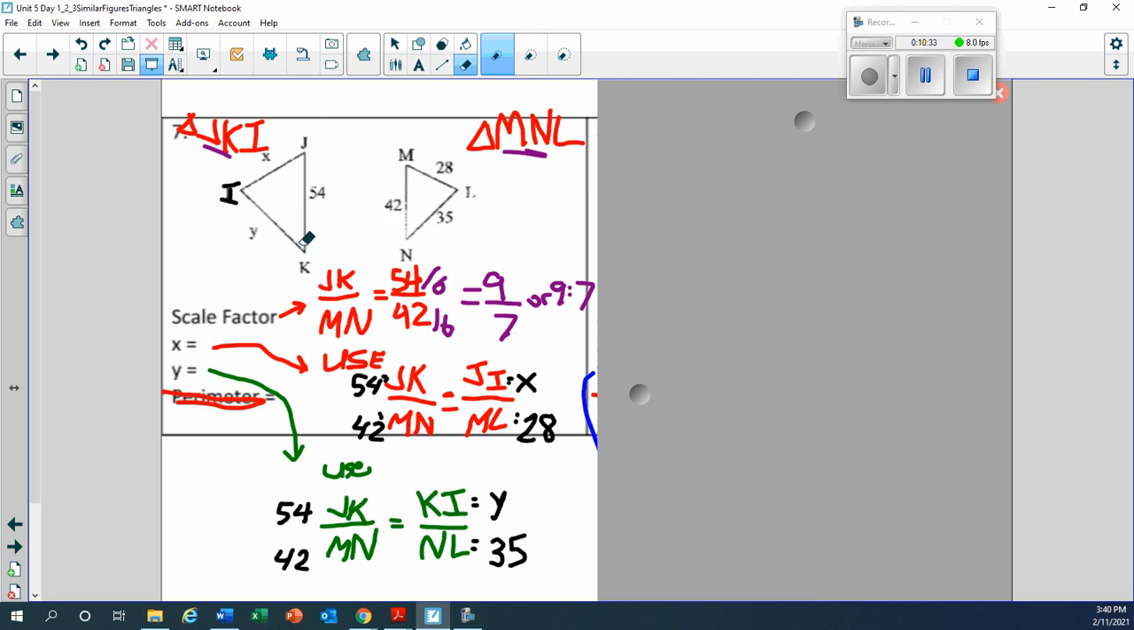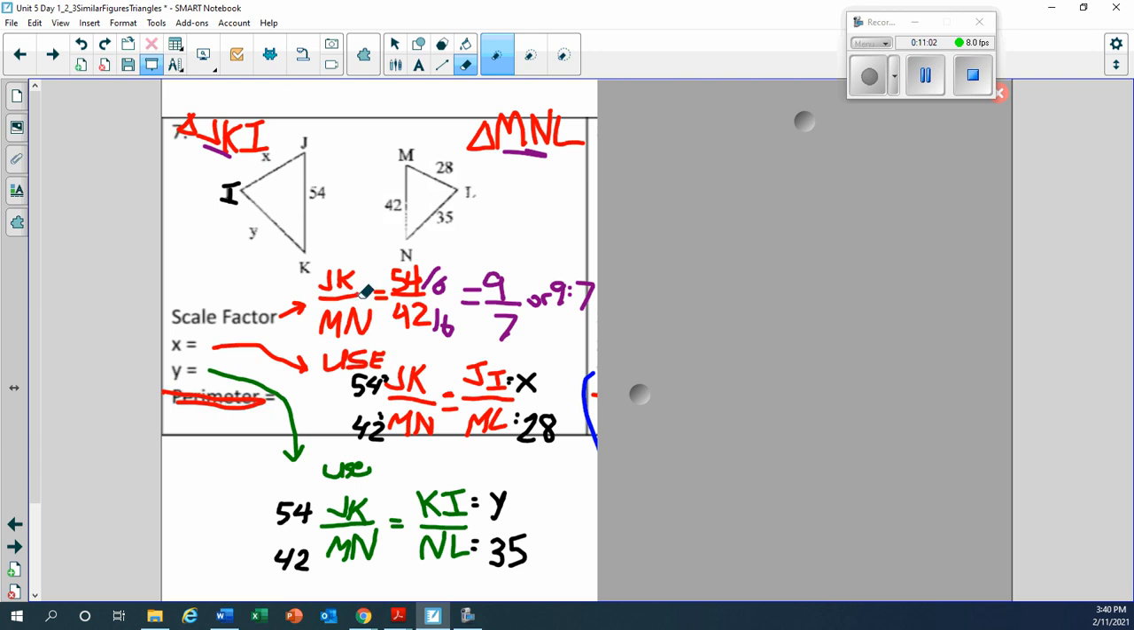So JK, since that's the first triangle, JK is 54, corresponding side MN is 42. Now 54 and 42 are both divisible by 6. As a result, we get 9 over 7, which is the scale factor, 9 to 7. Now we need to find out what X and Y are. Well, that's going to be two separate proportions.